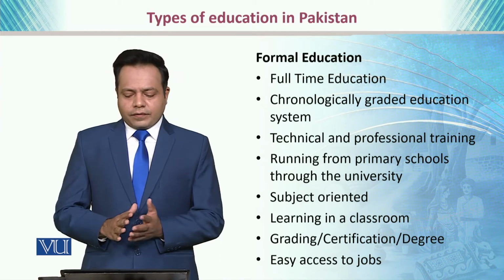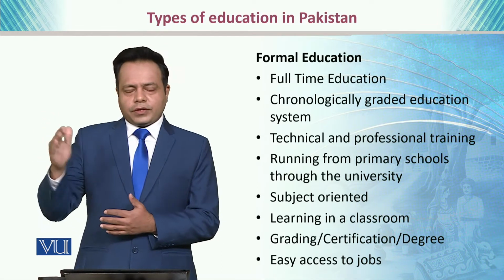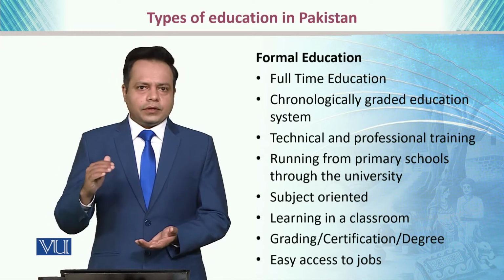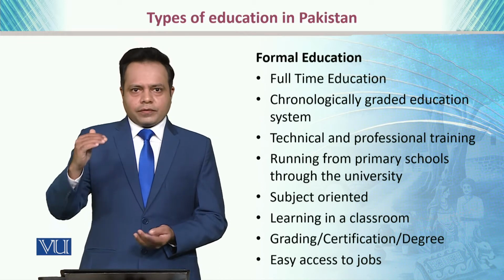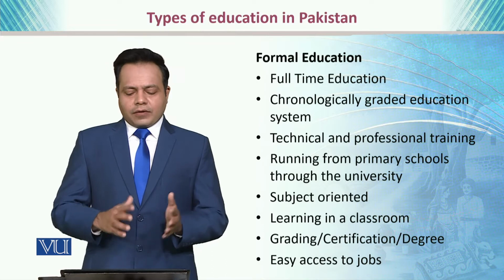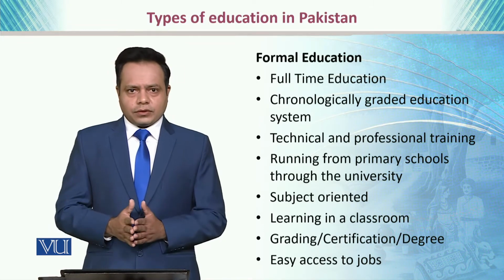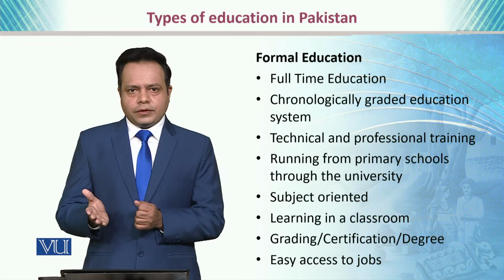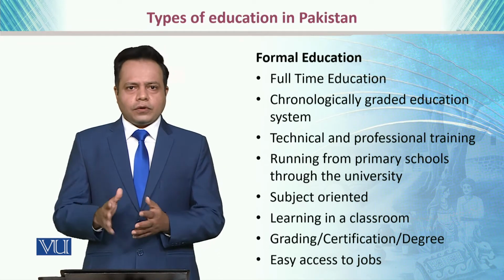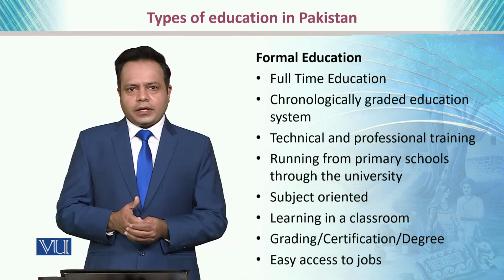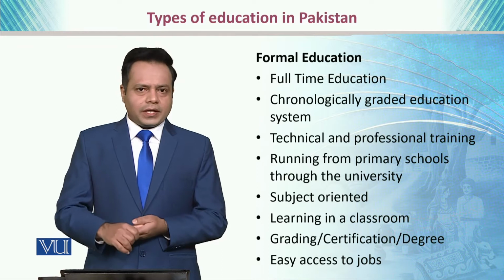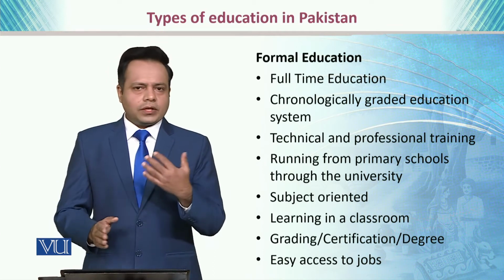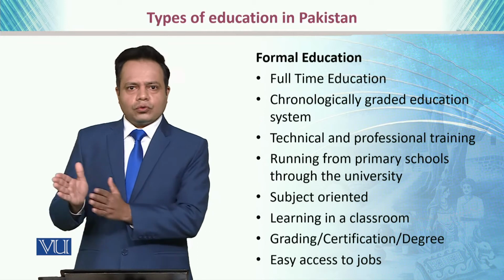Then running from primary schools through the university, it is a step-by-step process where you need to clear certain exams, and from there you are promoted from one grade to another grade. Our education system has subject orientations like humanities, social sciences, and natural sciences. If you want to opt for the social sciences, you have to do that at the secondary level, and then your track is defined as the social scientist. Whereas if you want to become a natural scientist, maybe an engineer or a doctor, you need to choose a different track for that.